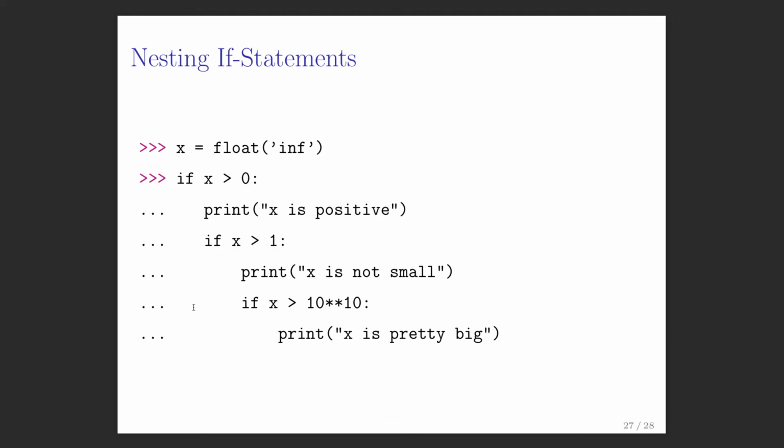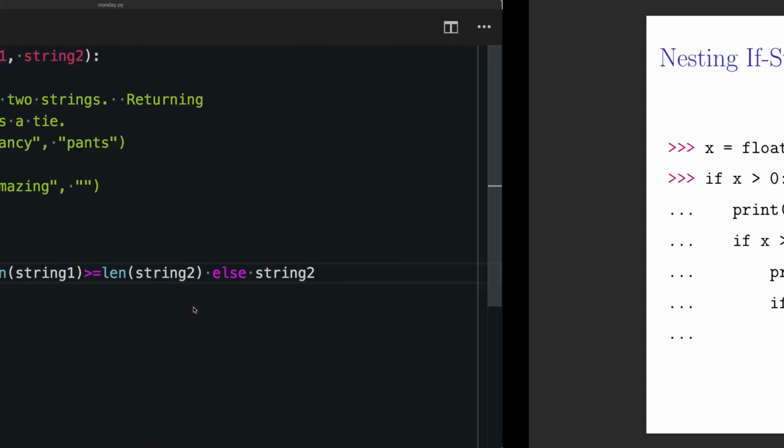We can nest if statements. So you can say, if x is greater than 0, then print x is positive. Furthermore, if x is greater than 1, then print x is not small. And furthermore, if x is greater than 10 to the power of 10, print x is pretty big. I want to investigate this example more, just so we can see how this is different than the else ifs.